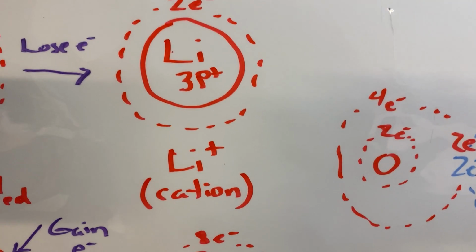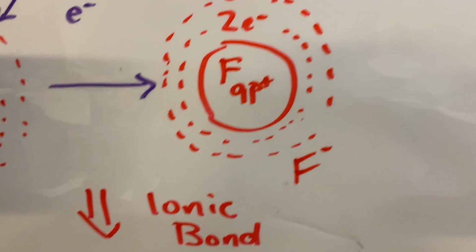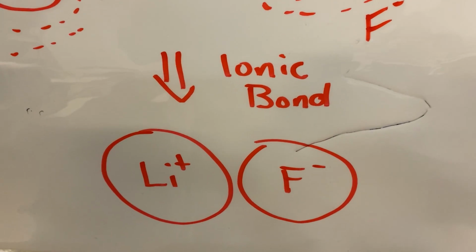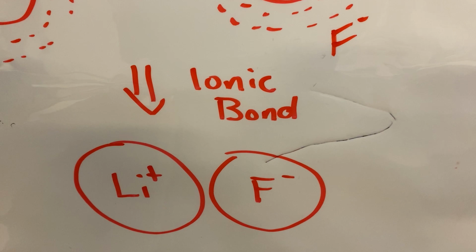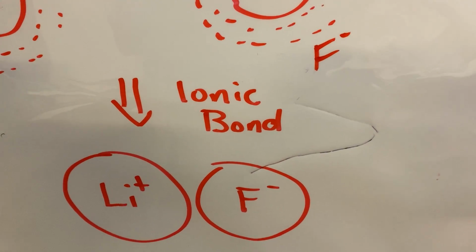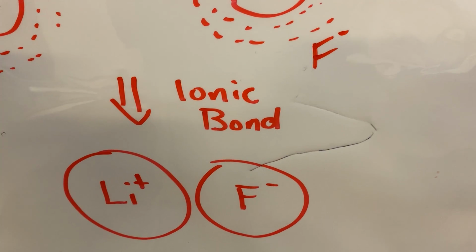So if I have a positive atom and I have a negative atom, they can form an ionic bond because a positive will attract a negative. And that's all you're doing for ionic bonds. These are like magnets. One positive needs to balance out one negative.